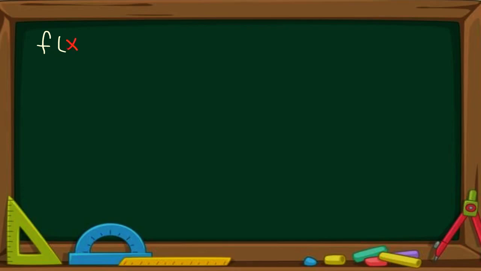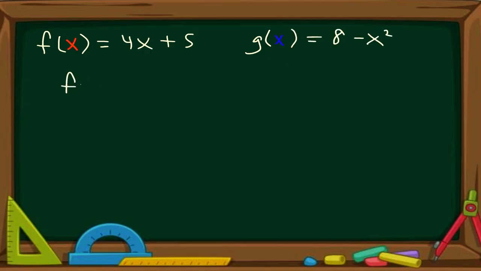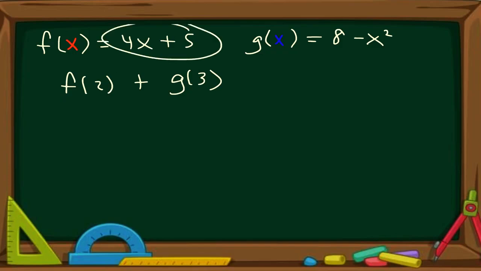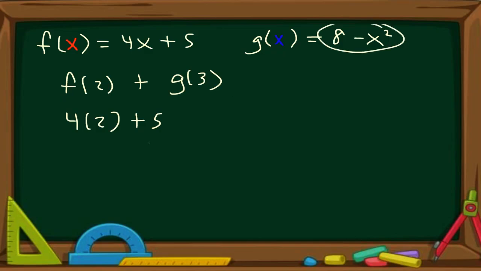So let's say that f of x is equal to 4x plus 5, and g of x is equal to 8 minus x squared. What is f of 2 plus g of 3? To find f of 2, we need to replace x with 2 in the equation 4x plus 5. So that's 4 times 2 plus 5. To find g of 3, we need to plug it into that equation, so it's plus 8 minus 3 squared.